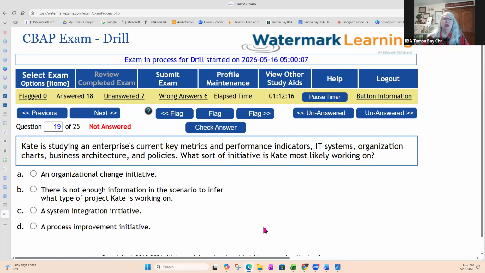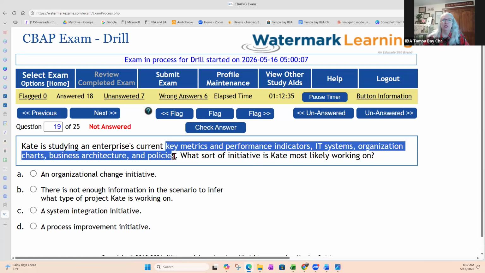Katie is studying an enterprise's current key metrics and performance indicators. So, got to be knowing what that is. IT systems, organizational charts, business architecture, and policies. What sort of initiative is Katie most likely working on? So, look at all the things that she's looking at and think about different kinds of projects that she might be on.